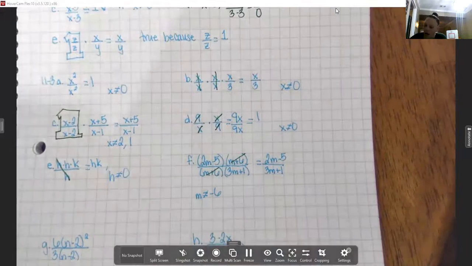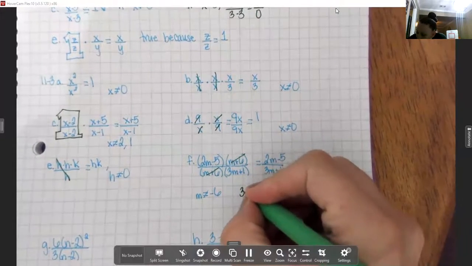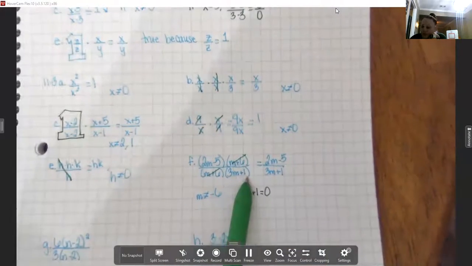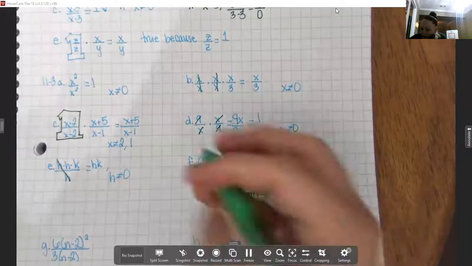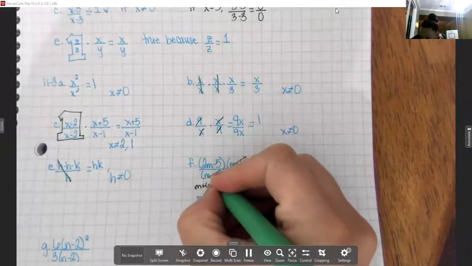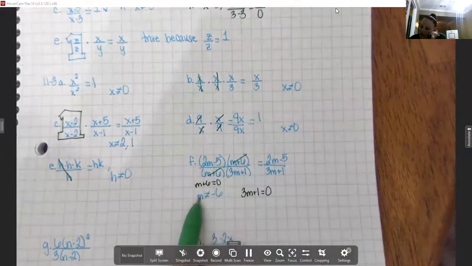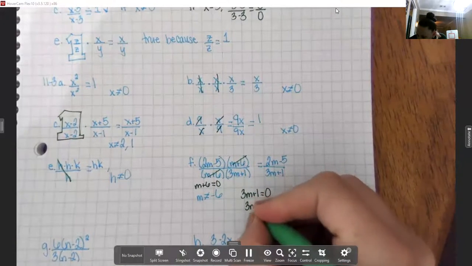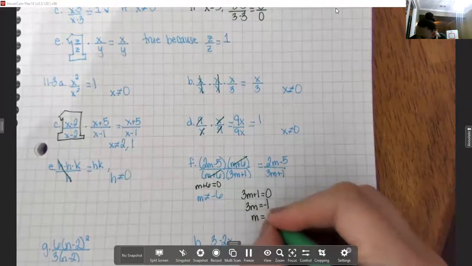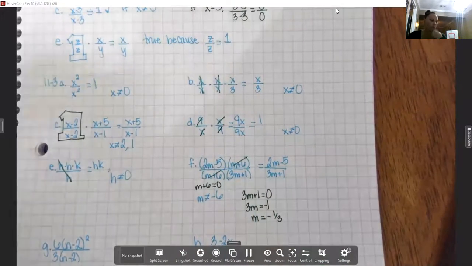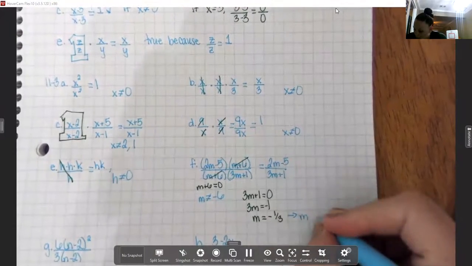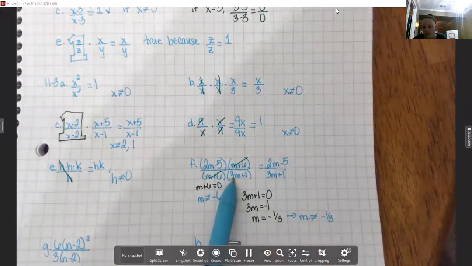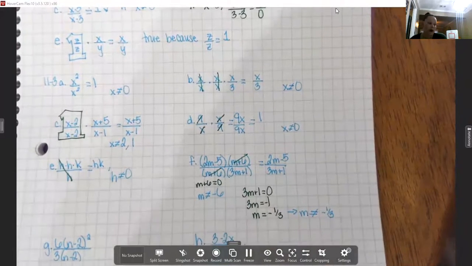For my other part here, I want to set my denominator equal to 0 and solve it. So I want to know what would make this parentheses equal to 0. And that's essentially what I did here, I just didn't show the work. So I wanted to say, okay, m plus 6 equals 0, so m can't be -6. If I solve this, I get 3m equals -1, or m equals -1/3. So this tells us m can't be -1/3, because if I plug in -1/3 for m here, I'm going to get 0, and we're not allowed to divide by 0.